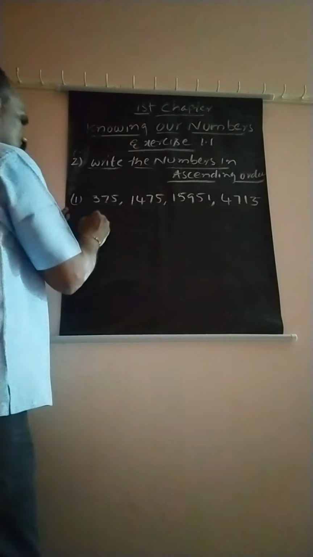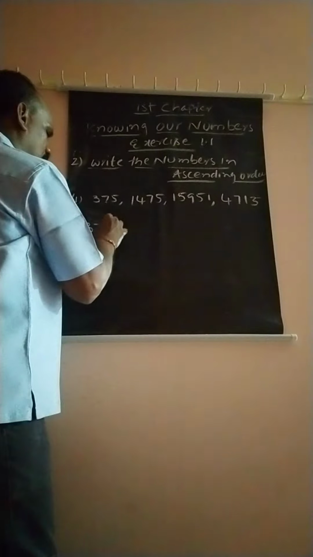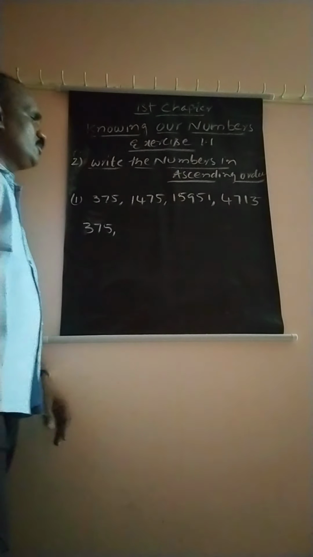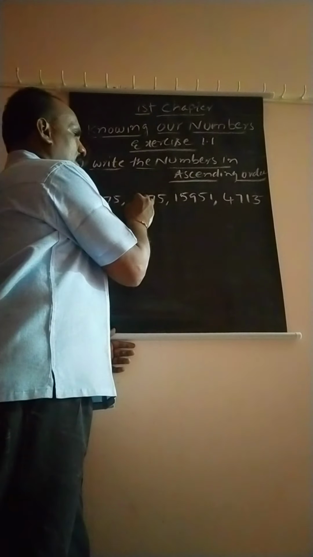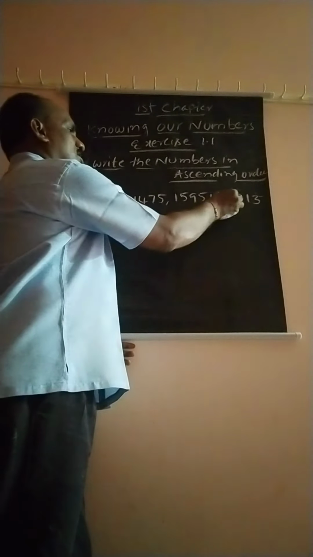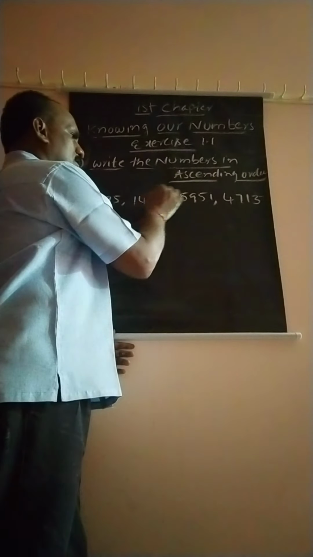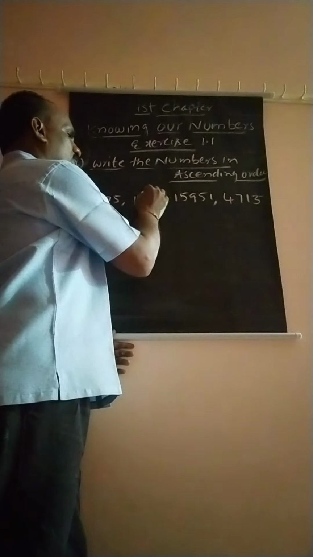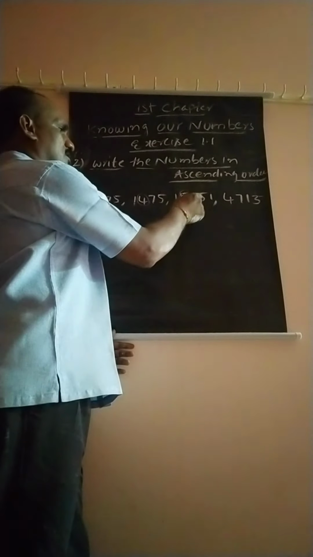First number is a 3-digit number, the small one, 375. Next ones are all 4-digit numbers. Which one is the bigger one? The first starting digit is 1 here, here also 1, and this is 4. While comparing these two numbers, both first digits are 1, then go for comparing the second digit. This is 4, this is 5. Which is the bigger one? Which is the small one? This is the small one, this is the bigger one.